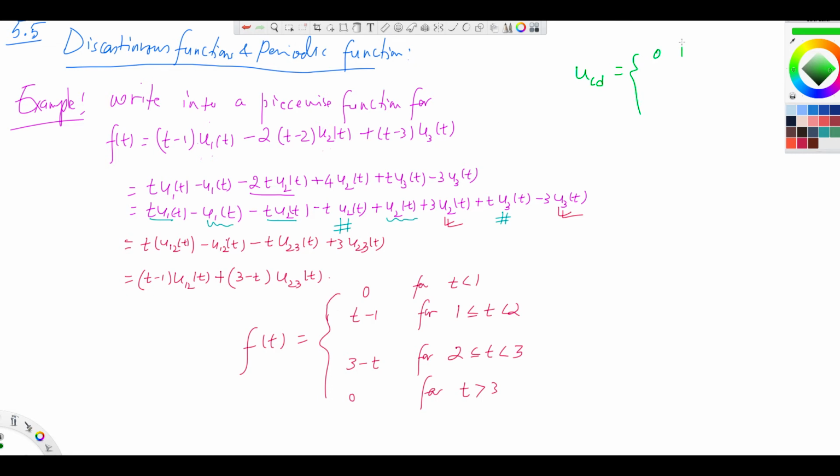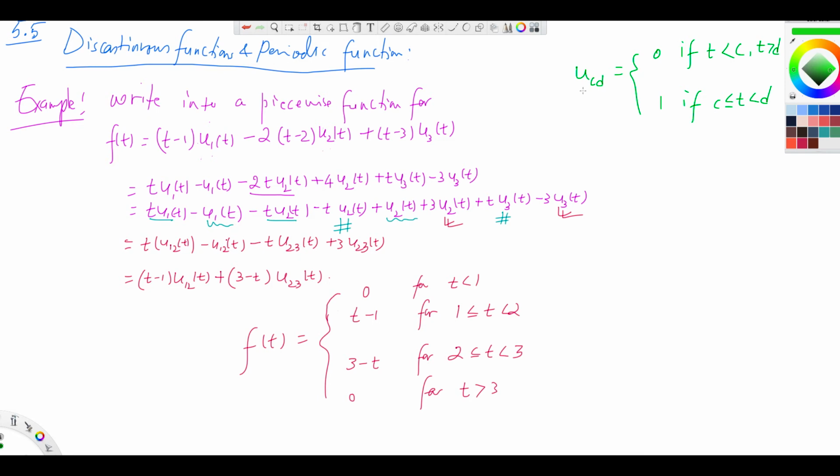It is 0 if t is less than c, and then if t is greater than d, you see that? And then 1 if t is between c and d, right? So it is c and then d. So this is how we define it. Never mind if there is an equal to sign in one or the other, it doesn't affect. Okay, so this is how.